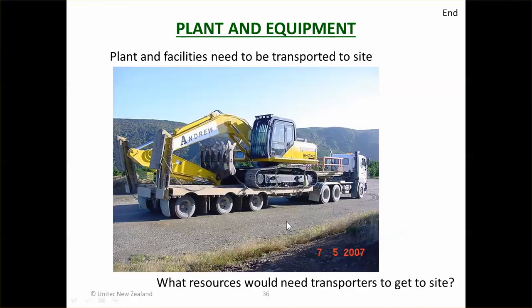In addition to the on-site facilities, you also need to transport the plant and equipment. So excavators such as this, loaders, most civil engineering equipment needs to be transported by truck. Tracks rip up the road. The loading on the tracks is higher than what a road tolerates, and they're also very slow. So you need to load them up onto a transport truck and get them to site.